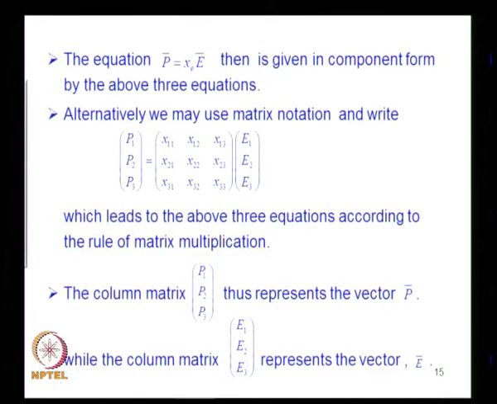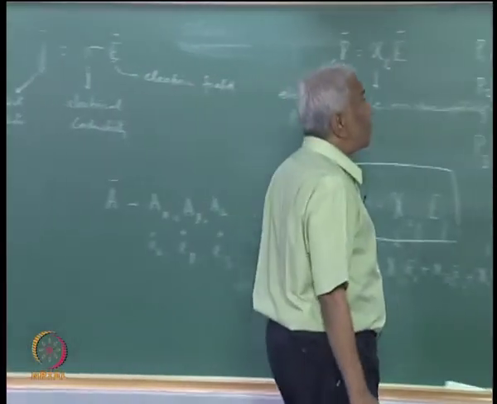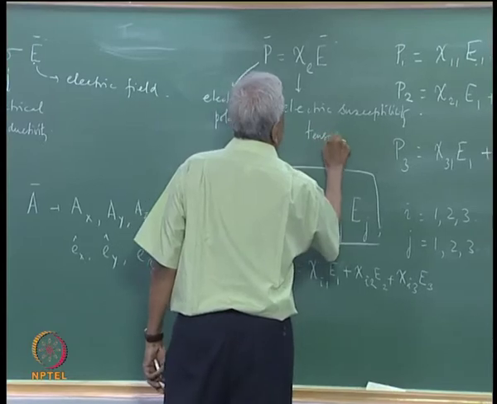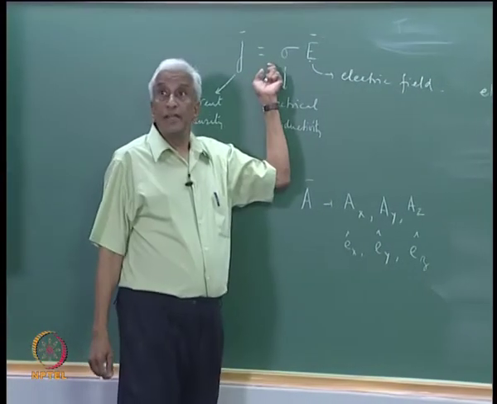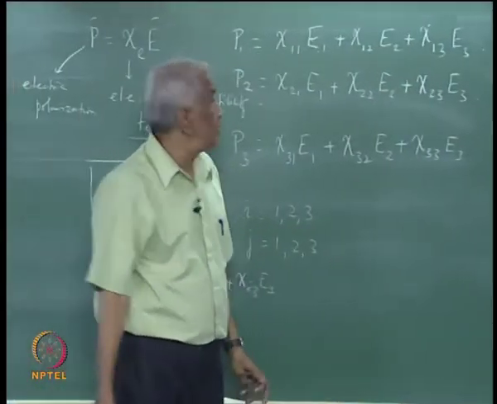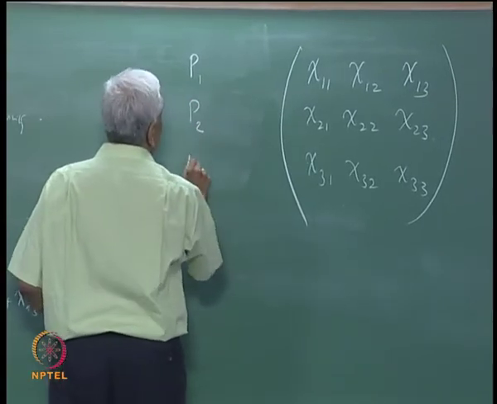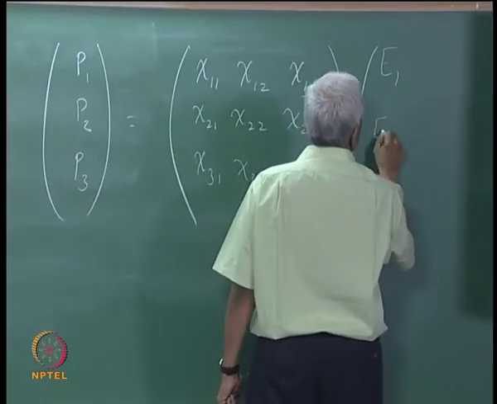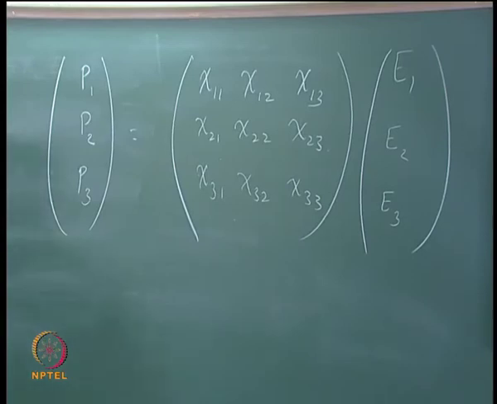And the entire array of chi's together, all the 9 coefficients, form the components of a tensor known as the electric susceptibility tensor. Similarly, the electrical conductivity is also a tensor. Instead of the algebraic notation, this immediately suggests the possibility to write this in matrix form. Using the method of matrix multiplication, we get back the same relationship.